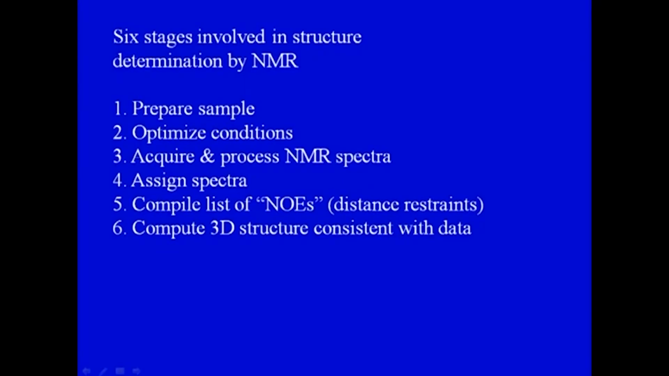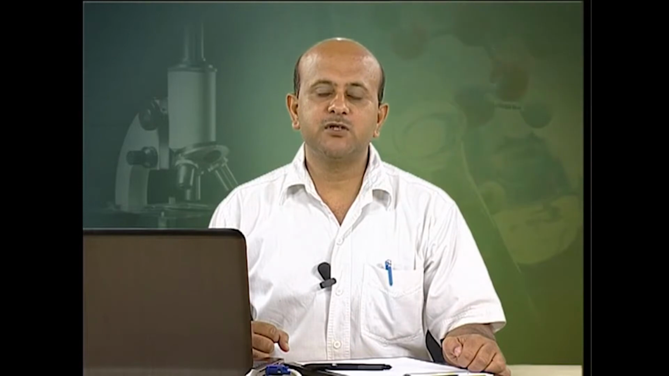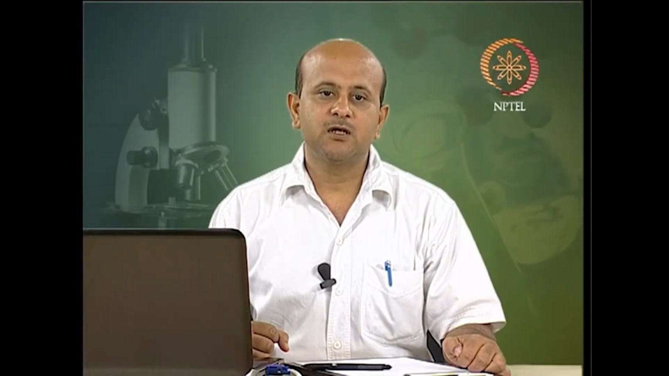Then compile the list. For example, if you are doing 1D NMR, it is a simple proton NMR, and it identifies different protons in various chemical or electronic environments. But apart from one dimensional, it could be two dimensional or three dimensional spectroscopy. So, various distance restraints and interactions have to be considered. The 2D or 3D NMR spectra are much more complex, and assigning the peaks is a very complex process there.